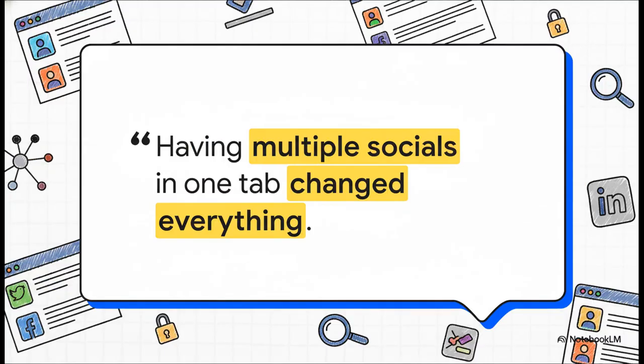And this isn't just theory. Listen to what a real user, Dominique, had to say. Having multiple socials in one tab changed everything. That simple idea, true isolation, all within a single window, is what stops you from getting flagged and makes your entire workflow so much smoother.